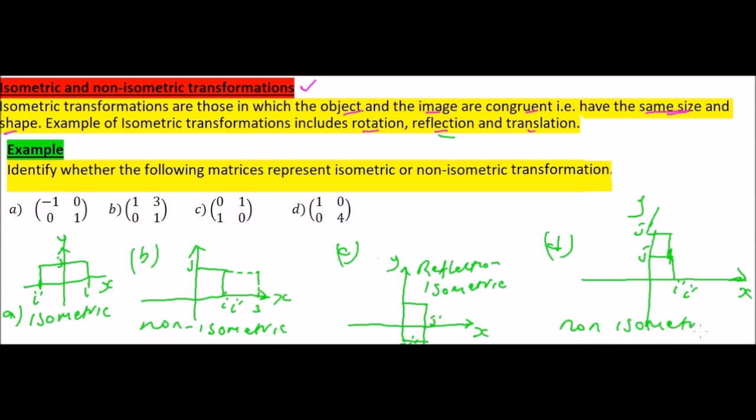So that is how we determine using this matrix, and the unit square is assisting us to easily identify. Remember, we have covered that lesson. Easily identify the kind of transformation the matrix represents.